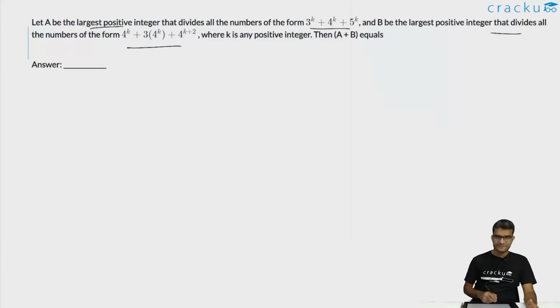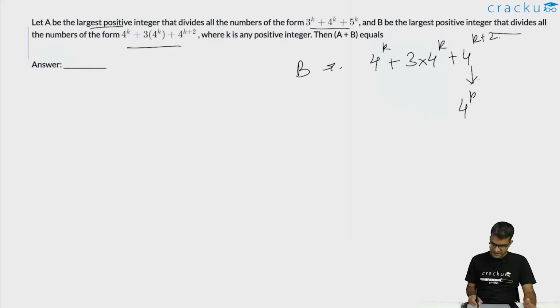If you are looking at b, b is the number which divides every number which is of the form 4 to the power k plus 3 into 4 to the power k plus 4 to the power k plus 2. 4 to the power k plus 2 is basically of the form 4 to the power k into 16, because that is 4 to the power k into 4 square, plus 3 into 4 to the power k plus 4 to the power k.